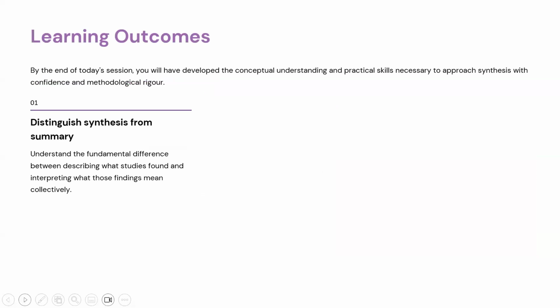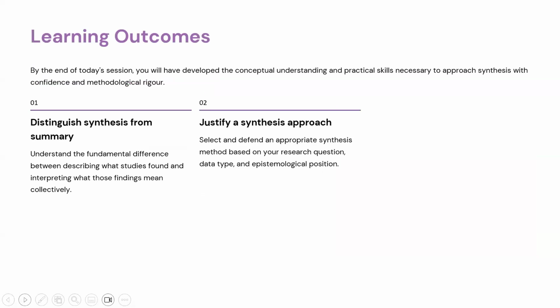So this is going to be the section on early stage of synthesis. And we have a few learning objectives which I'll be outlining very briefly. The first one being distinguishing synthesis from summary. So that will involve understanding the fundamental differences between describing what studies have found and interpreting what those studies mean collectively. Secondly, we'll be looking at justifying a synthesis approach.